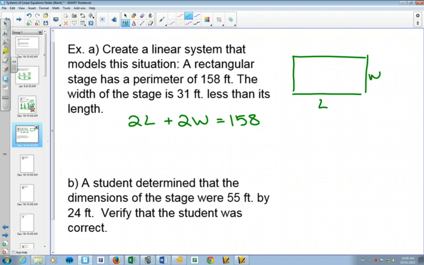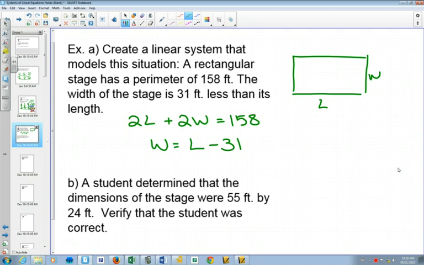Now, how would I write an equation for the next sentence? The width of the stage is 31 feet less than the length. Any suggestions for how I could write an equation that converts that sentence just into algebra? Yes. W equals L minus 31. So that means the width is 31 less than the length, yes.